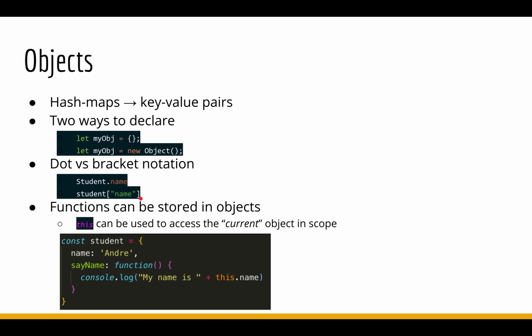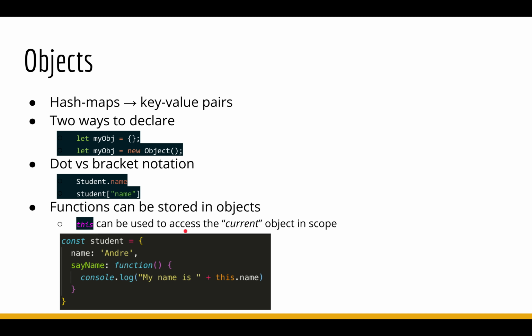That's something to note if you need to be able to dynamically index into an object. This bracket notation can be extremely helpful. And it's important to realize objects are really just hash maps, key-value stores. So they're really simple, and you can store almost anything in an object, including a function.